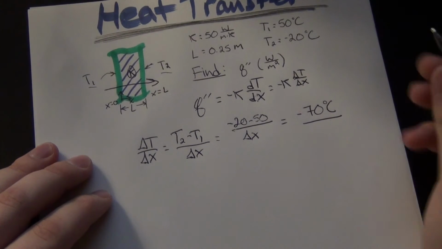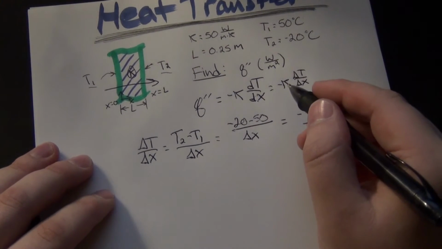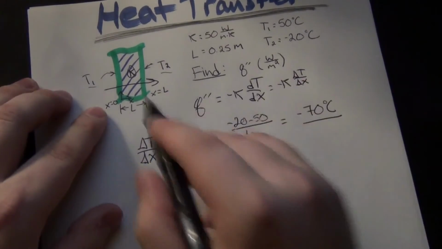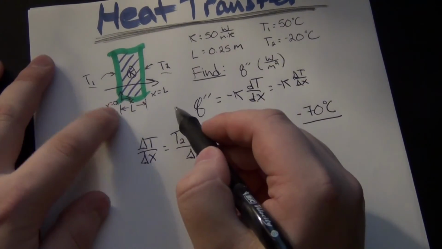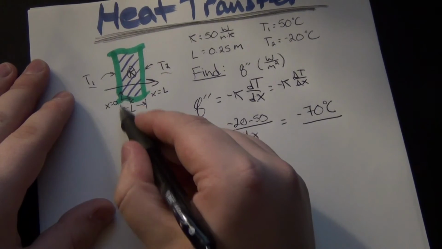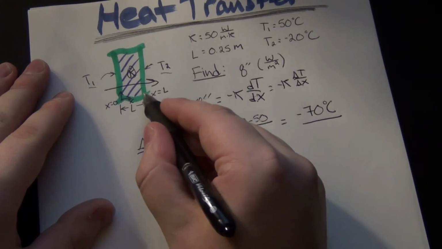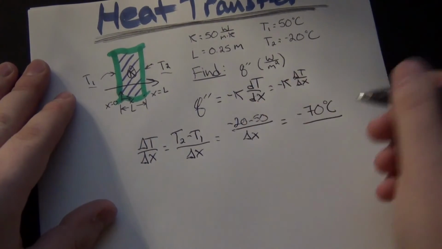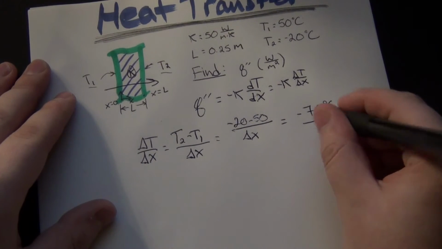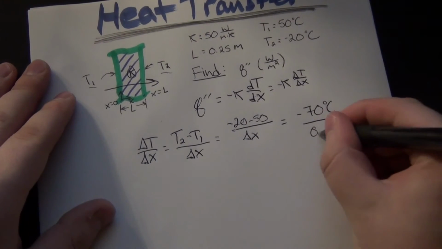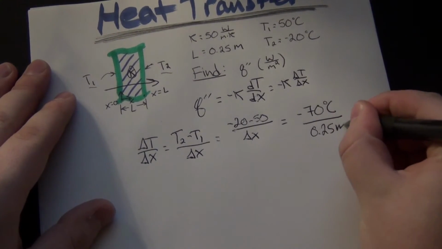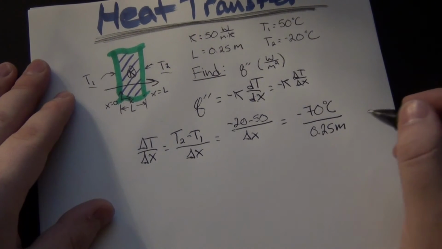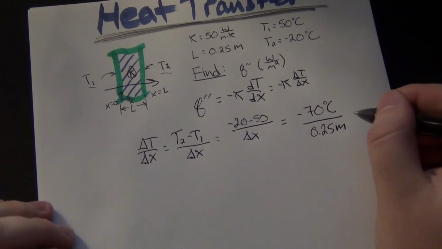That's going to be equal to negative 70 degrees C over delta X. So what is delta X? Well, in this example, our delta X is just L. I defined a little coordinate frame here, saying this is 0 and this is X equals L. So our delta X is just L, which is 0.25 meters. And that is our number. I'll do the math later to actually get the number.